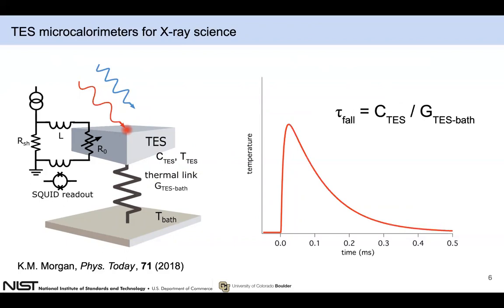The sensor also has a weak thermal link to a heat bath so that it can cool back to its equilibrium temperature and be ready to measure another photon. The time scale for this cooling is set by C over G, where the conductance G is the strength of this thermal link to the bath. To count more photons, we can increase the strength of this link. That shortens the duration of the X-ray pulse. However, faster signals do require more readout bandwidth, so there are trade-offs to be made between system complexity and speed.